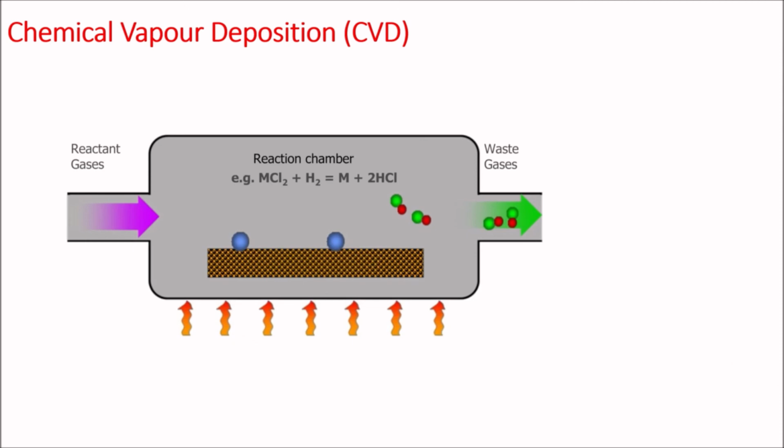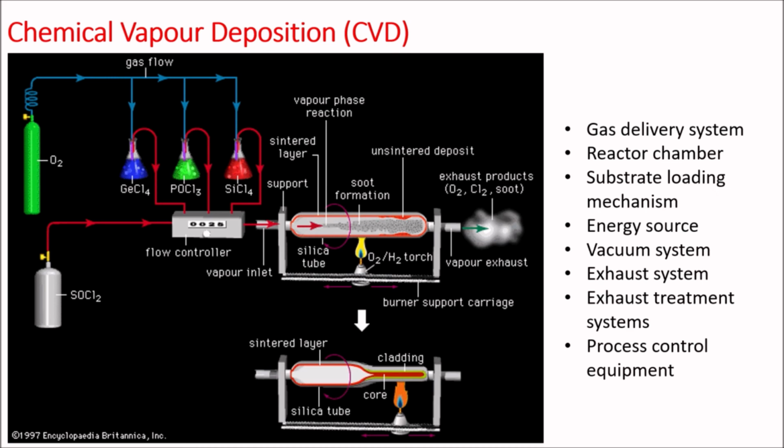A CVD apparatus consists of several components: a gas delivery system for the supply of precursors to the reaction chamber, a reaction chamber within which the deposition takes place, a substrate loading mechanism for introducing and removing substrates, energy sources which provide the energy or heat that is required to get the precursors to react or decompose, a vacuum system for removal of all other gaseous species other than those required for the reaction or deposition, an exhaust system for removal of volatile byproducts from the reaction chamber, and then exhaust treatment systems.